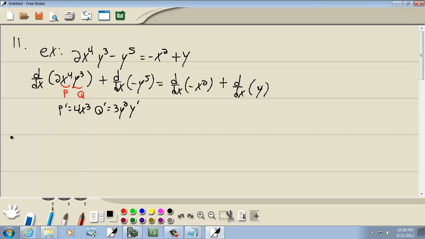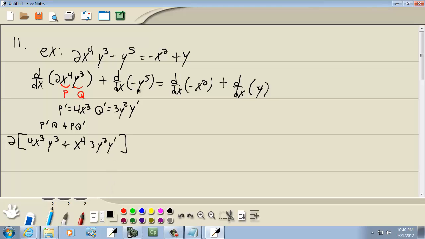So again, 2's out in front. Our formula is p prime q plus p q prime. Well, p prime is 4x to the third times q, which is y to the third, plus p, which is x to the fourth, times q prime, which is 3y squared y prime. Now let me double check myself there. 4x to the third, q is that, plus p, which is that, times q prime is that.